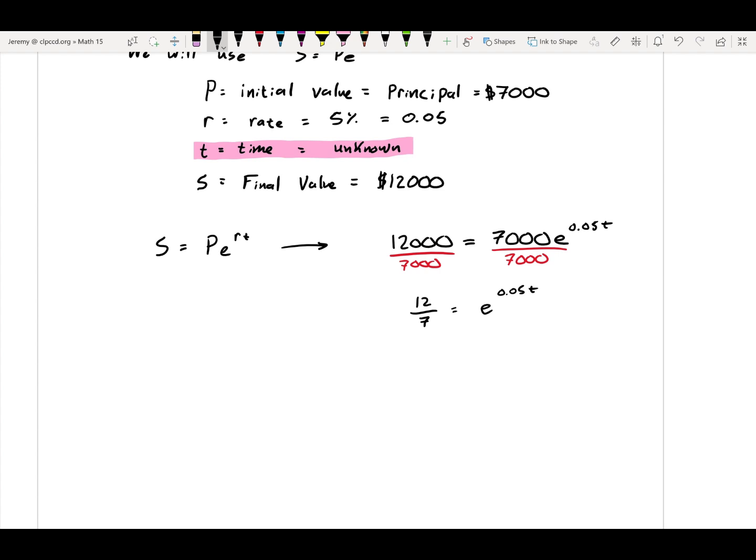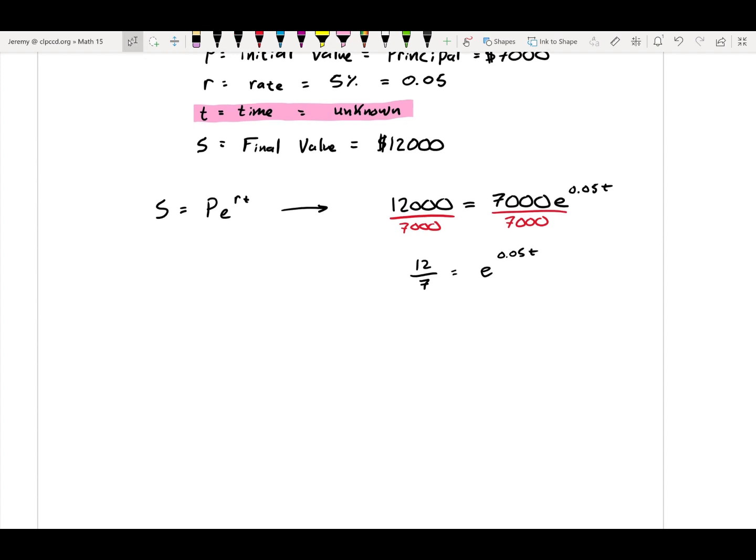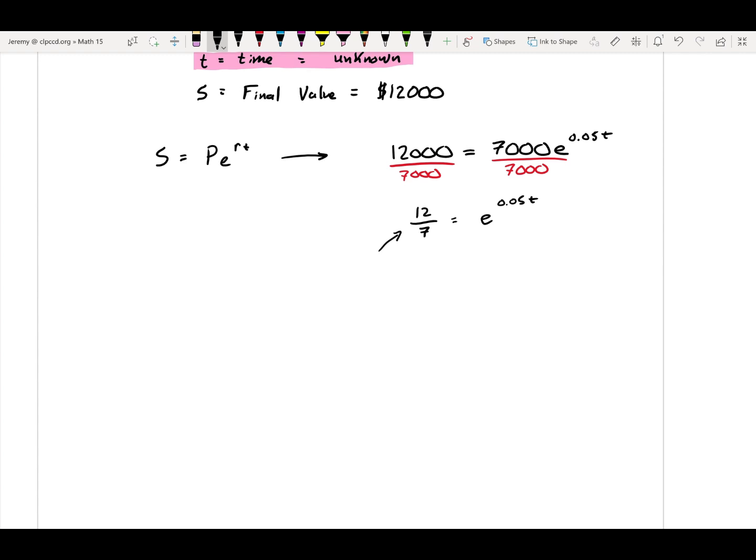All right. And to solve this, I am not going to be able to get common bases, right? I don't know a reasonable way to express 12/7 base e. So I'm going to use that approach where we take the natural logarithm of both sides. So we'll take the natural log of both sides of the equation. Here I have the natural log of 12 over 7. I'll just leave it like that for now. And remember, taking the natural log is helpful because we can bring down that exponent. So I'll bring down 0.05t as a factor out in front, and then I'll have the natural log of e left over.